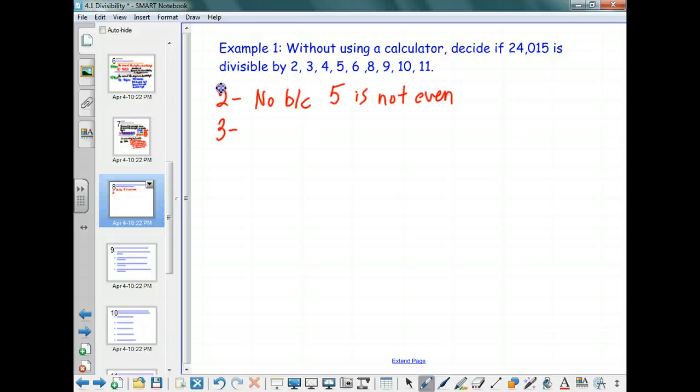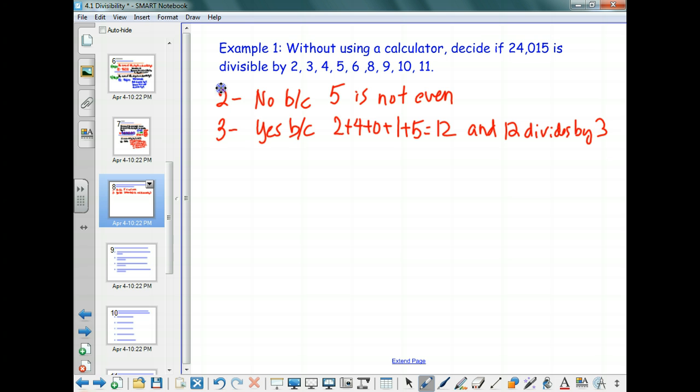It does work. How come? It's not the last 2 digits. Okay, because if I add 2 plus 4, oops, that's not a 4. Let's try that again. 2 plus 4 plus 0 plus 1 plus 5. I get 12. And 12 divides by 3. So the original number will, right?